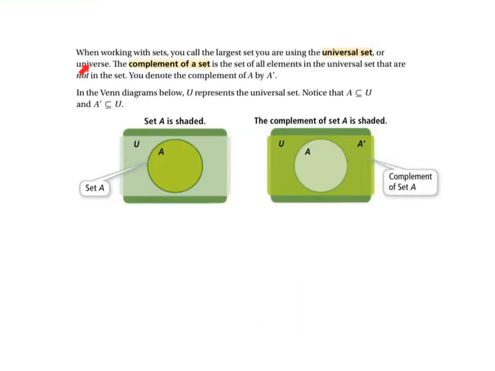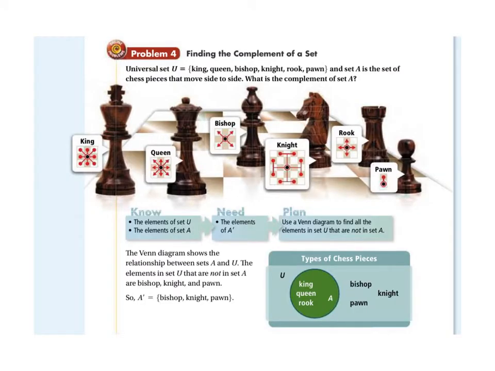So to briefly review, when working with sets, you call the largest set you're using the universal set, or the universe. The complement of a set is the set of all elements in the universe that are not in the set. Again, A and A prime, right? Complement of A is A prime. A Venn diagram kind of shows the idea. A is shaded, so A is a subset of the universe, right? And then if my whole universe is here, the complement of A is everything that's outside of A that's still inside of the universe. Some folks like the visual there. So, finding the complement of a set.